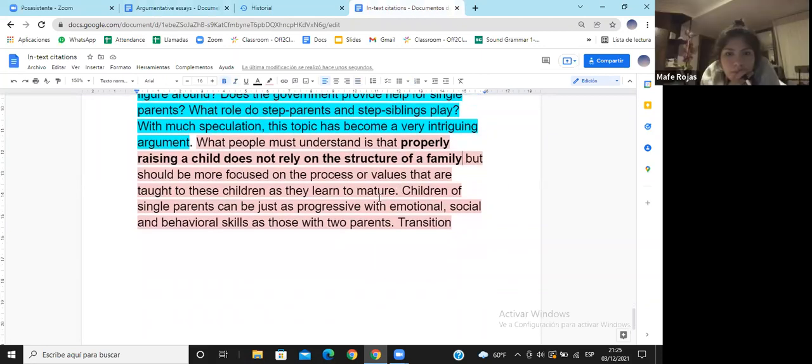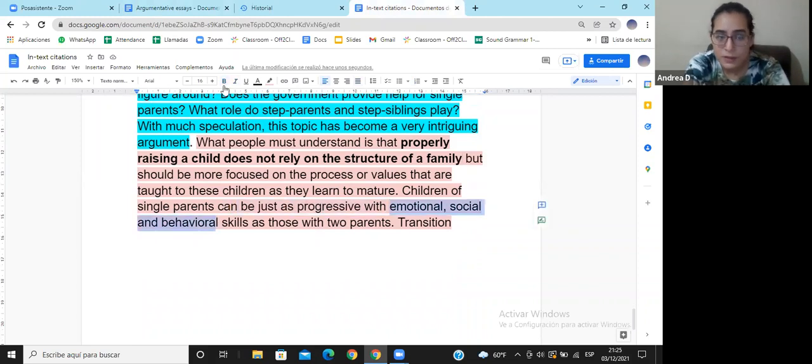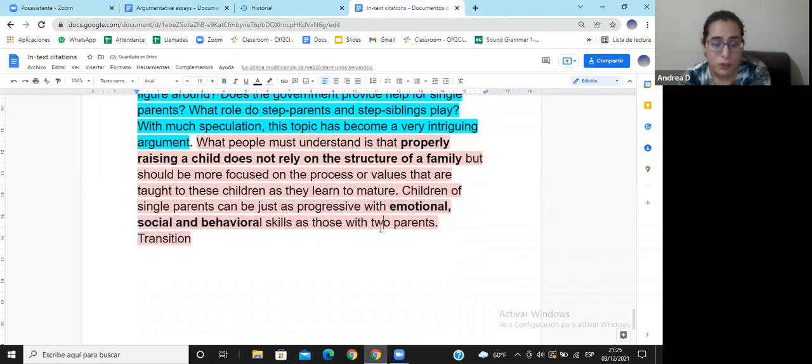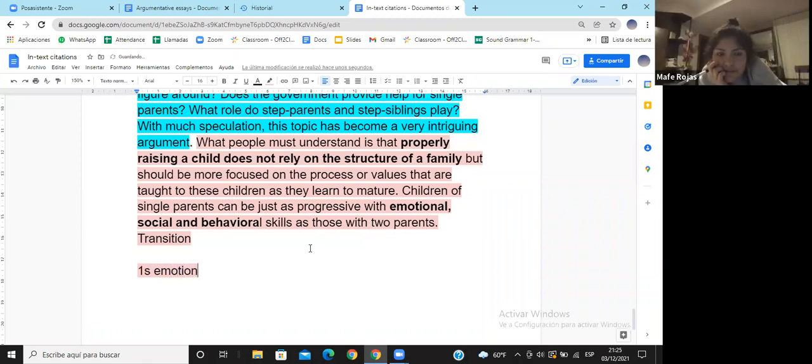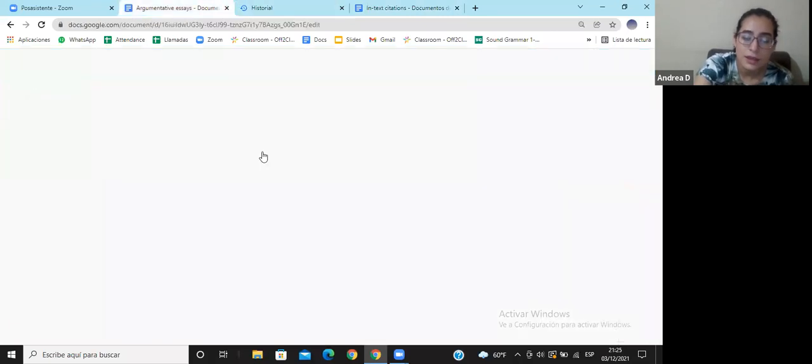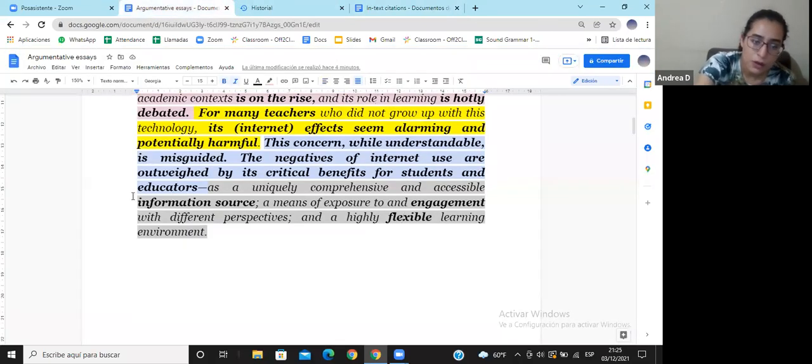Right here, he summarized it too. I think these are the reasons or the topics that he's going to refer to. So emotional stability, social skills, I guess, and behavioral skills. So maybe the first body paragraph will be to talk about children's emotions. The second for social skills and behavioral skills. And here the same, right? The first body paragraph is going to be for the internet as a source of information. The second will be for the internet as a way to make students more engaged. And the third one about the flexibility that the internet gives education.